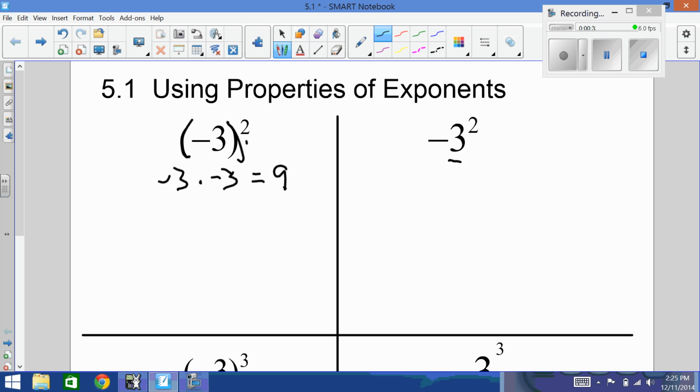Here on this one, there's no parentheses. What that says is this: it says -3 times 3. In other words, we're just squaring the 3. And that's it. The negative stays there, so we get -9.